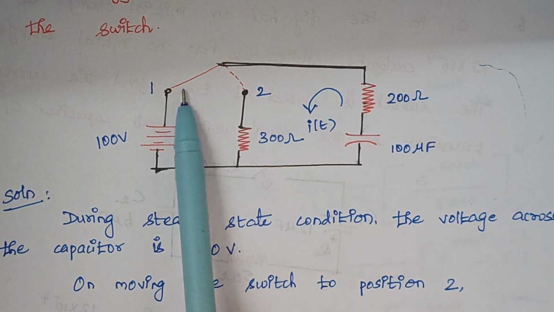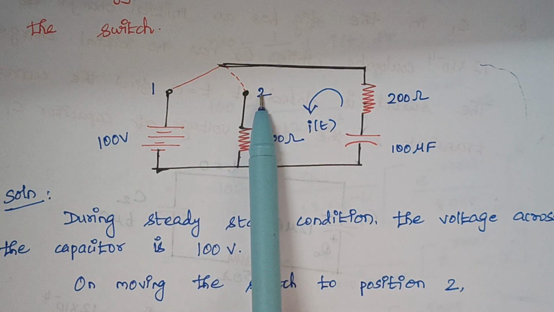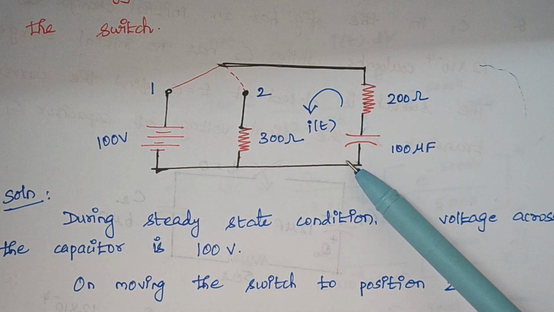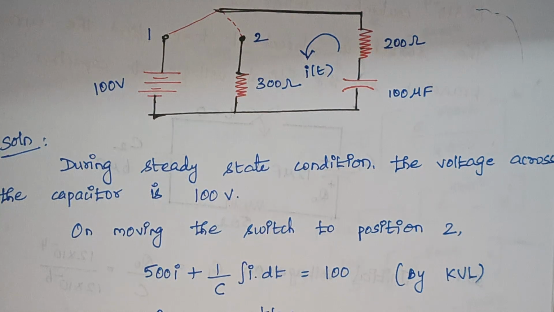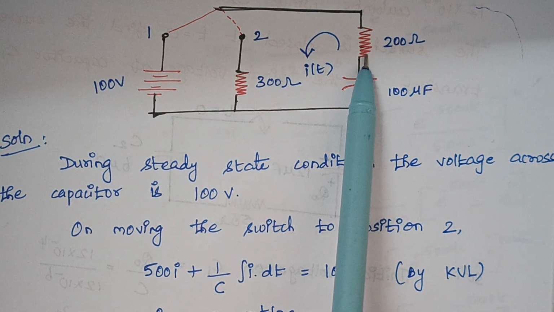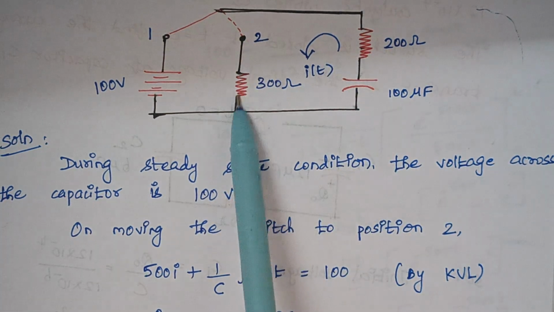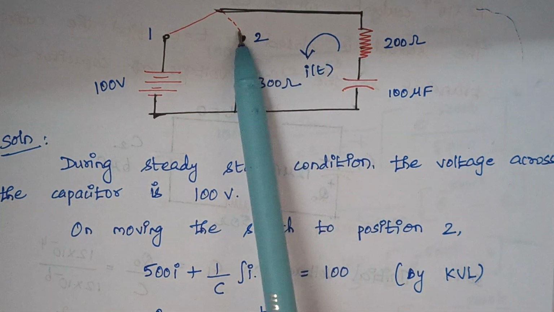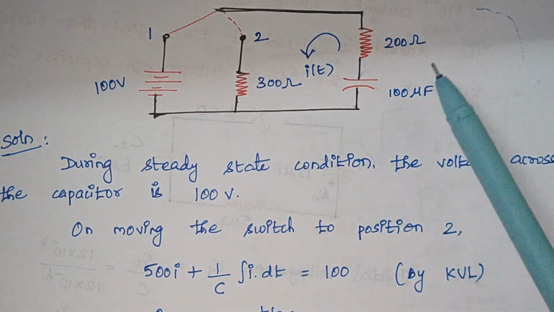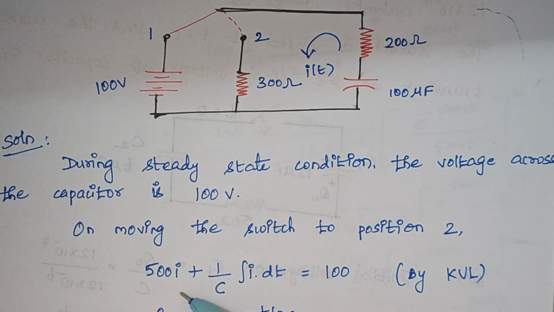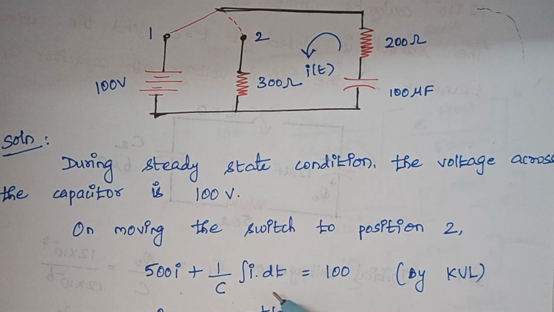So when the switch is moved from position 1 to position 2, the voltage across this capacitor is 100 volt. When you write KVL and observe keenly, it is clear that these two resistors are connected in series, because this is the circuit we are going to consider now. So 200 plus 300 gives 500. Therefore, 500 into I, the drop across the resistors, plus the voltage across the capacitor, which is given by 1 by C integral of I dt.